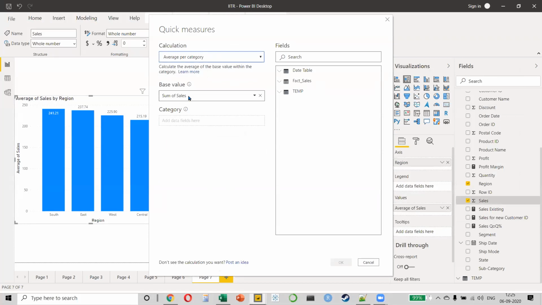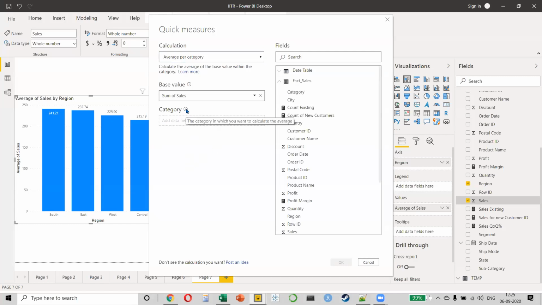So what is the base value? That is my sales. What is my category? Can anybody tell me what should be the category here? So it says the category in which you want to calculate the average. What should it be? Region. No. Distinct customer ID. The customer ID or the customer name, not the region.